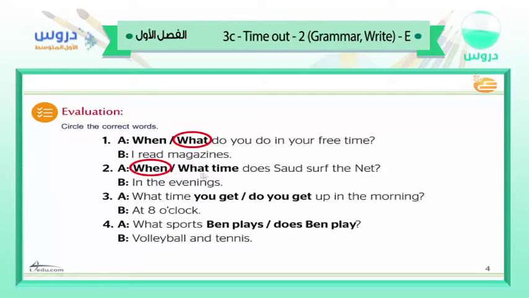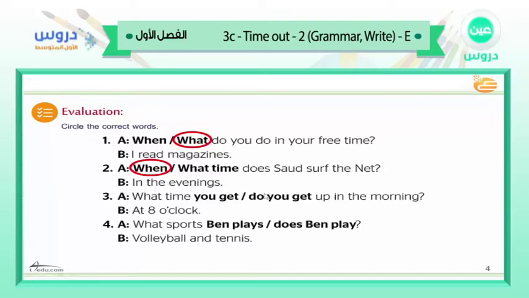What time, exactly. When I say what time does Saud surf the net, we have to say, for example, in the evening, so we have to say at 8 p.m., at 7 p.m., at 9 in the evening. It's exactly the time, the exact time. We have to use what time.